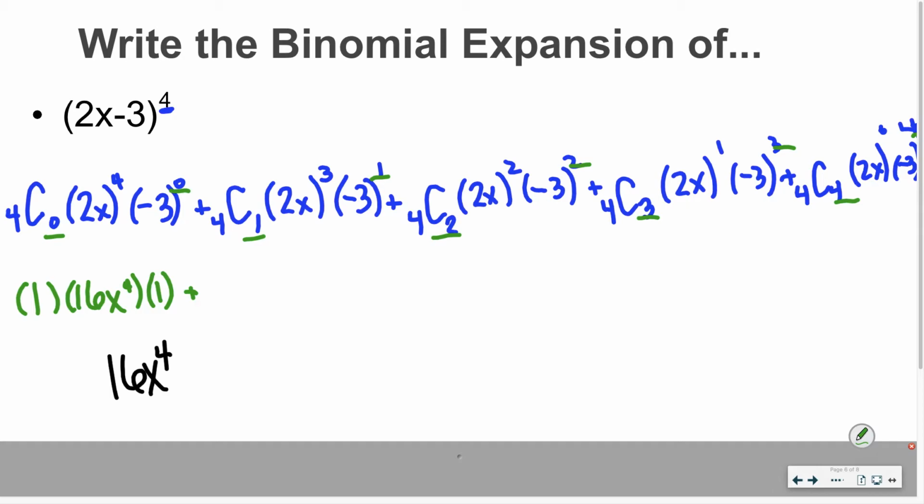4 combinations of 1 is 4. 2x cubed would be 8x cubed. And negative 3 to the first power is negative 3. Those 3 numbers all get multiplied together, which is negative 96x cubed. There's our second term.